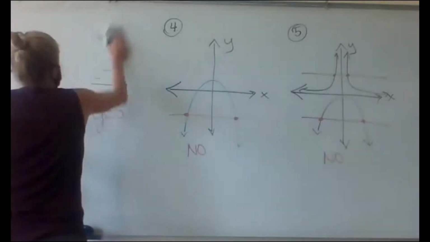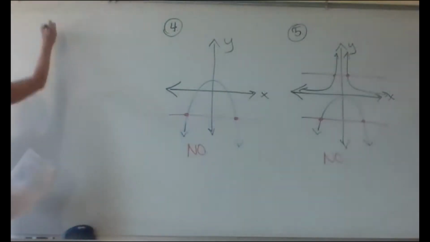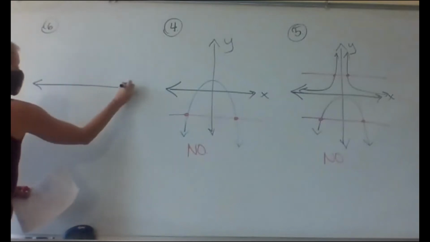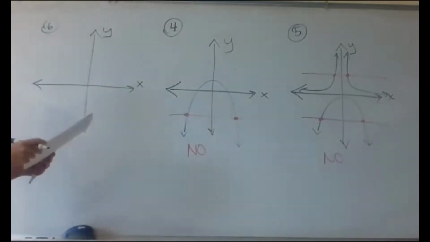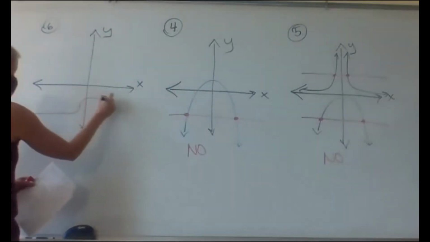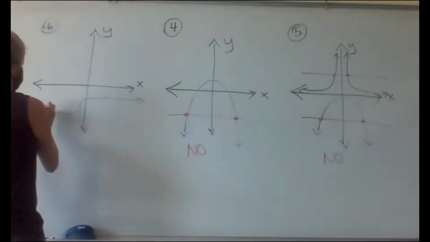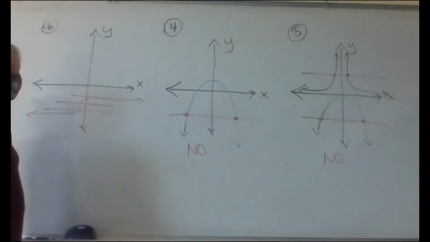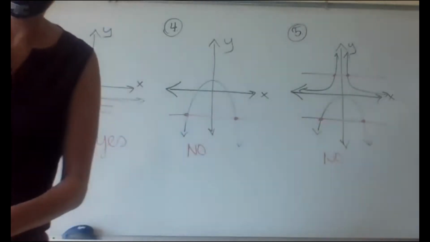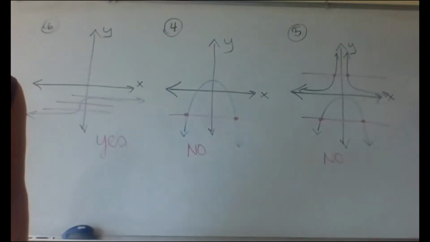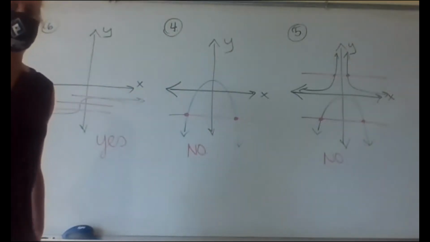And the last one like this, number 6. X-axis, y-axis. Something like that is what the graph looks like. Does this pass horizontal line? Horizontal line, horizontal line, horizontal line. Yes, it does pass. It never touches the graph more than once. So that's all you're doing on 3, 4, 5, and 6 is simply using the horizontal line test to determine whether the function is one-to-one or not.